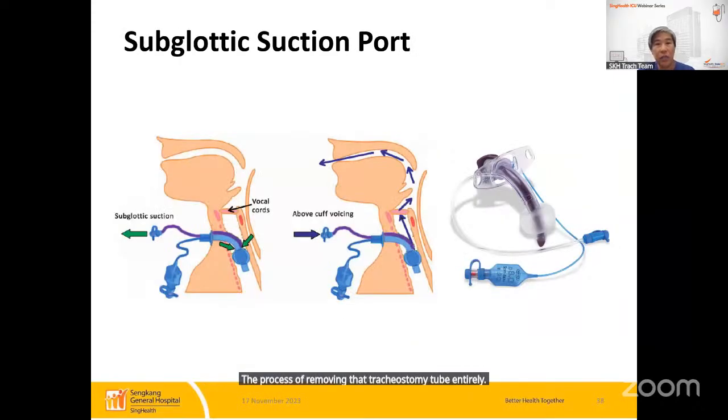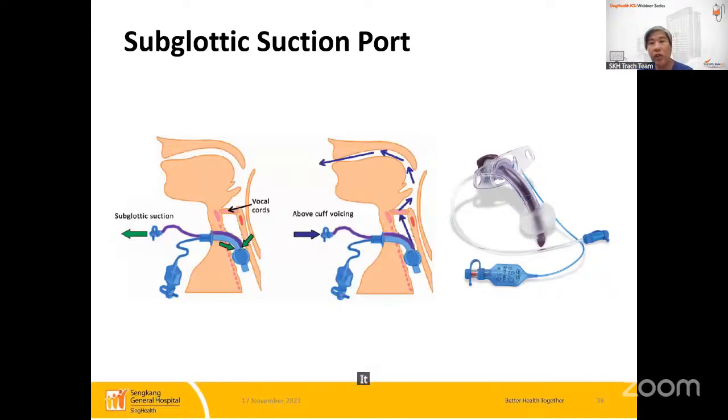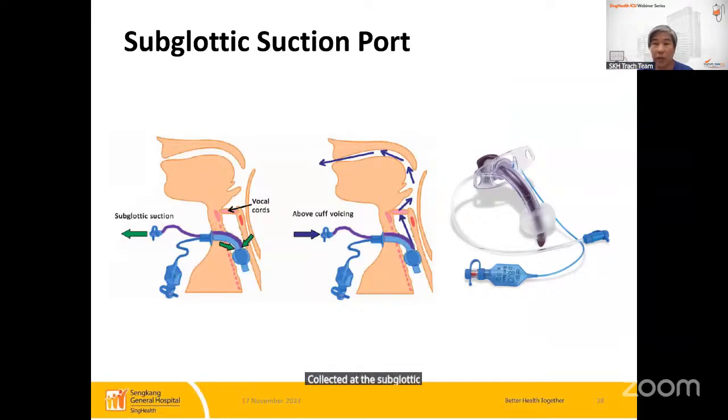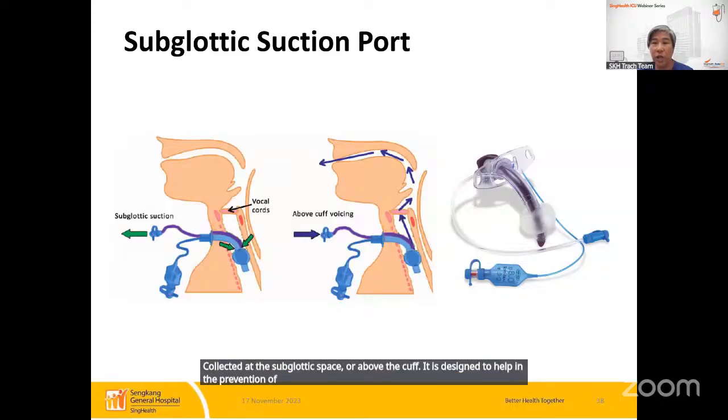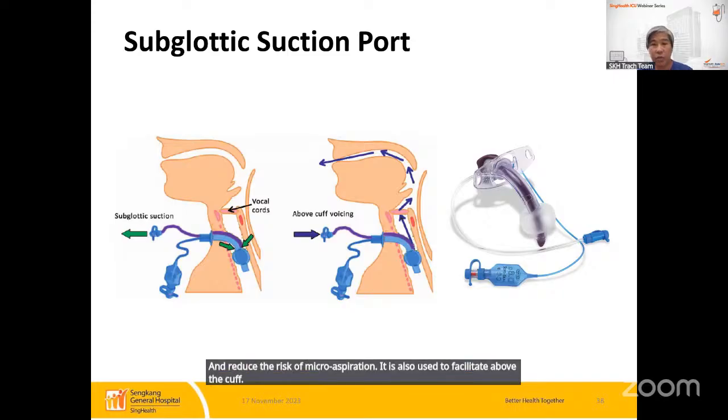The last one is the subglottic suction port. It is a dedicated channel and a port above the cuff to allow for the removal of secretions collected at the subglottic space or above the cuff. It is designed to help in the prevention of ventilator-associated pneumonia and reduce the risk of microaspiration. It is also used to facilitate above the cuff vocalization for communication.